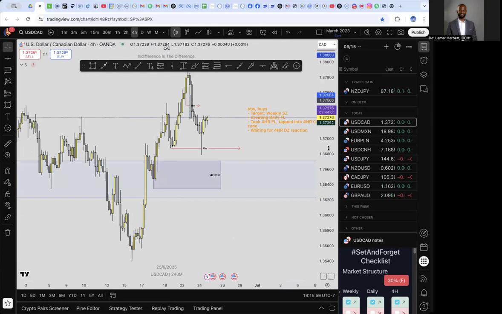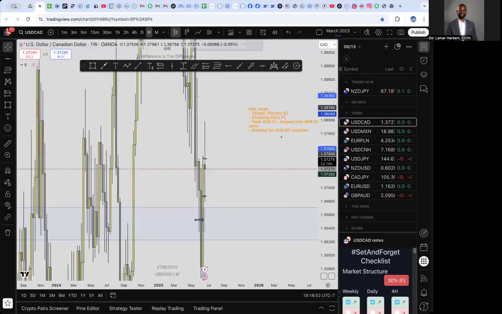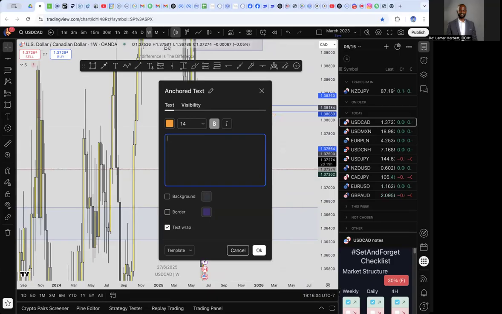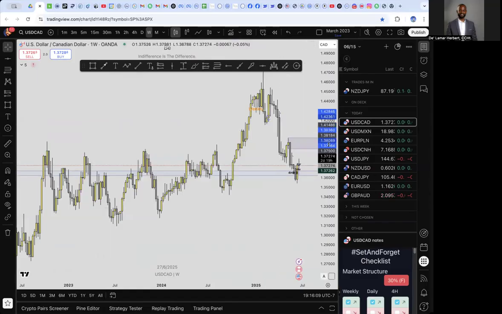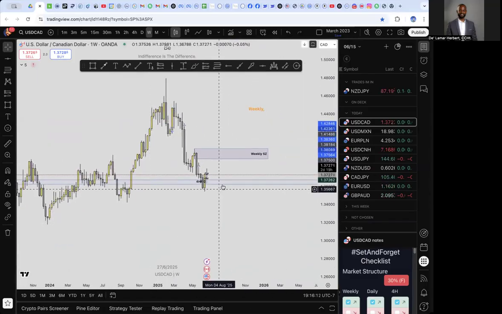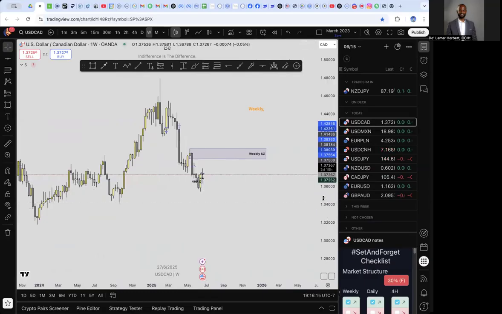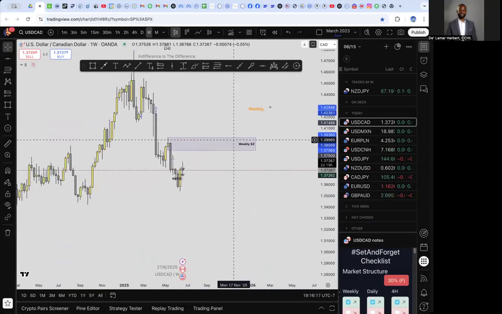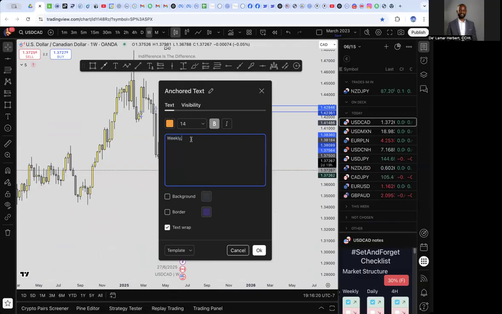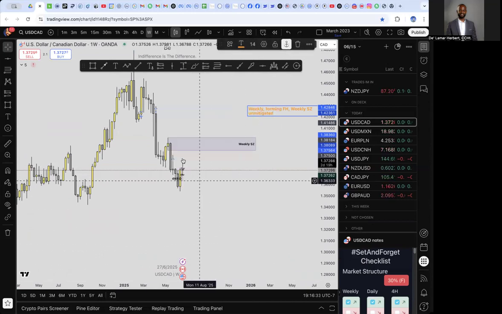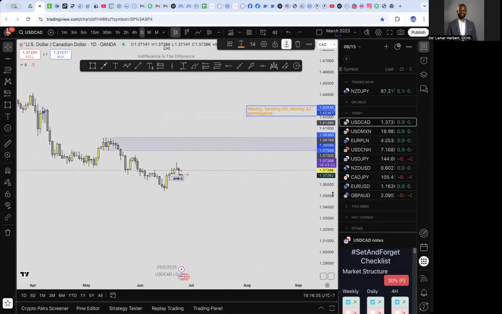All right, last but not least, we got USD CAD. So USD CAD, we're going to have to mark this one up. It was pretty sloppy. So the 4 hour, as you can see, I'm going to take away this area of interest. We're creating a first high, forming first high, weekly supply zone, unmitigated. So we can definitely tap into this here after our first high formation.